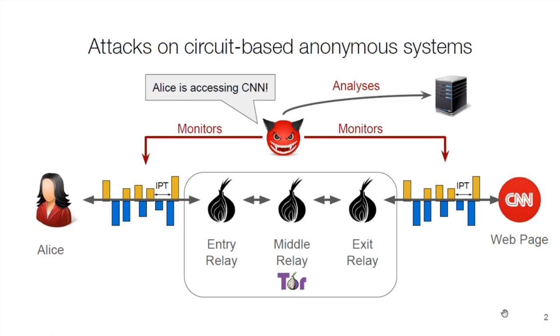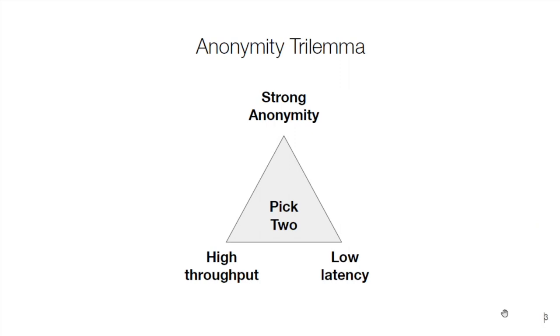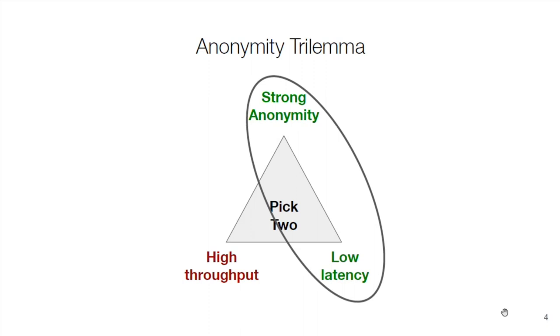However, due to the advances in traffic analysis attacks, providing unlinkability is extremely difficult today. For instance, an attacker can monitor the traffic that goes into the network and the traffic that goes out of the network, and use distinctive features to identify that Alice is accessing a given page. So how can we actually provide unlinkability under these conditions? Well, we have this trilemma. Ideally, we want to provide all of these three properties: strong anonymity, high throughput, and low latency, but unfortunately, we can only pick two. So we explore a system that offers strong anonymity and low latency.